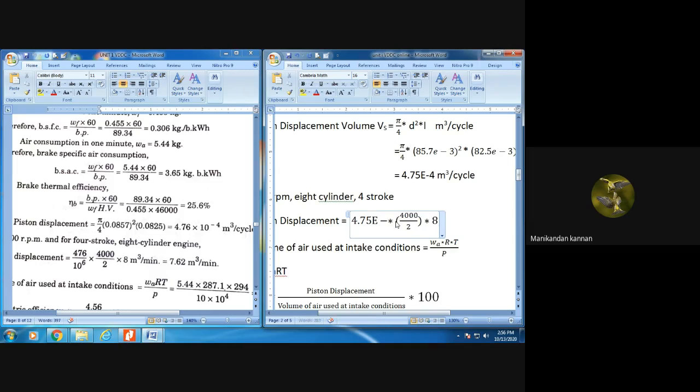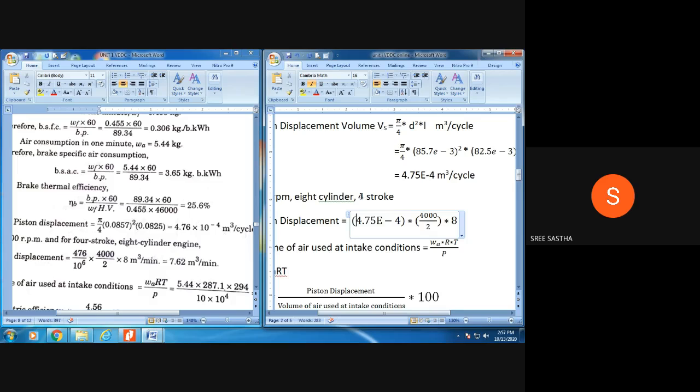In order to avoid confusion, he is writing 10 power 6 in the denominator. If I am putting 10 power minus 4, I have to put a bracket. Otherwise, I will think it is 4.75 e minus 4. Here it is in brackets, so it is understood as 10 power minus 4. Okay, so it is the value for piston displacement, multiplied by the number of cylinders, that is 8, and it is a 4 stroke engine. I am assuming it is a 4 stroke engine.